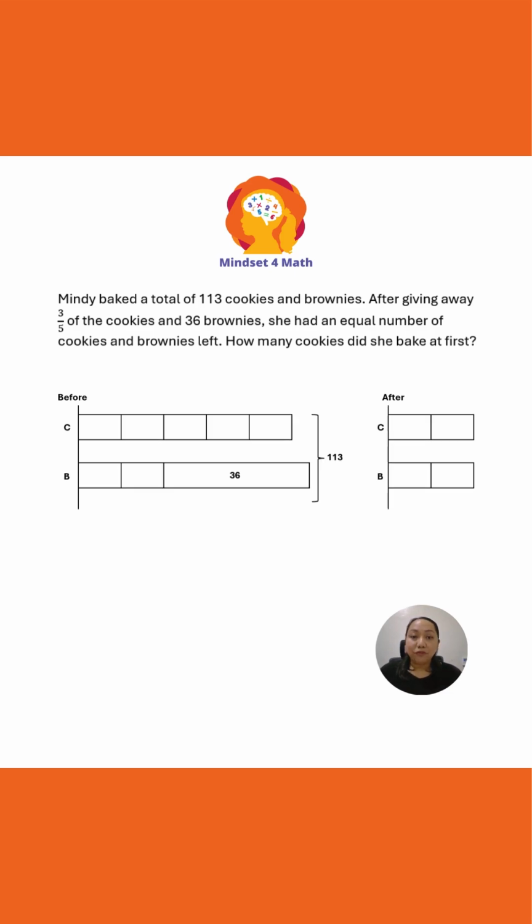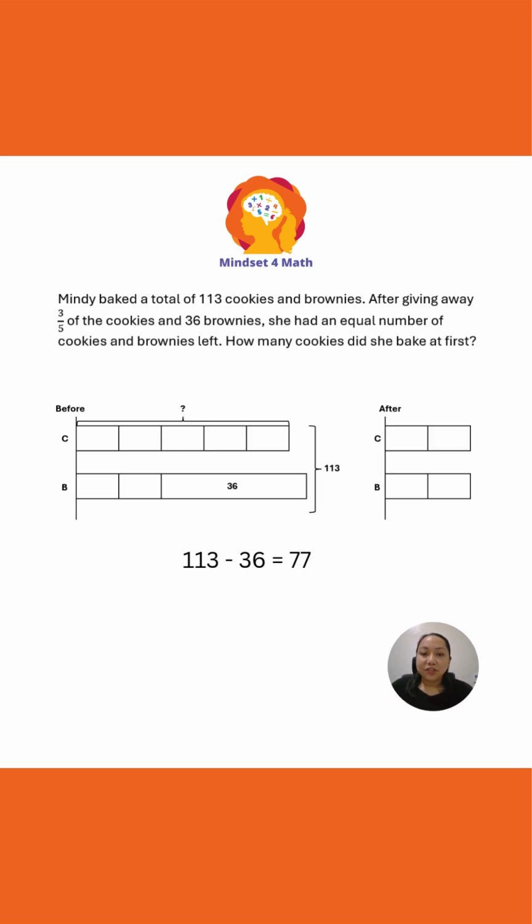Mindy baked a total of 113 cookies and brownies. So I'm going to draw a bracket on our before model that covers both the cookies and the brownies, and I will mark that 113. This represents the total number of cookies and brownies that Mindy baked.